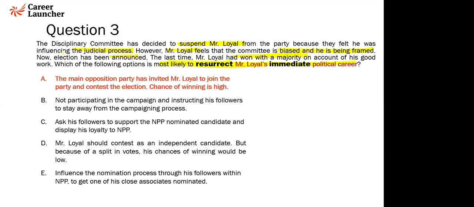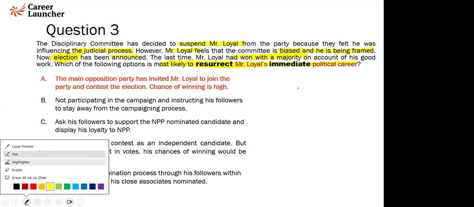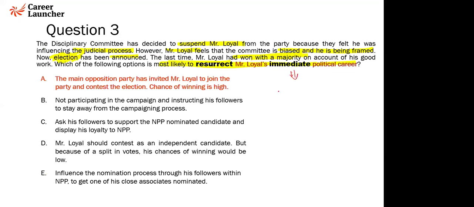Now, elections have been announced. Last time he had won with a majority on account of good work. So how can he resurrect his political career? If he contests elections and wins, that is the ultimate thing. So I would say contest elections and win. This is something which is going to help resurrect Mr. Loyal's career.